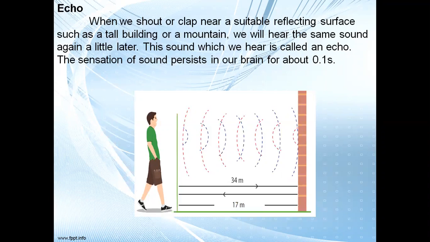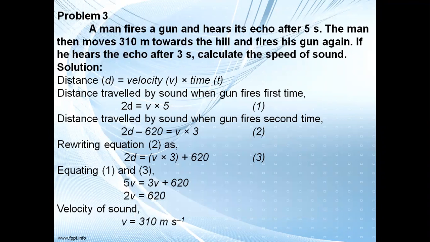We have one problem based on the echo. A man fires a gun and hears its echo after 5 seconds. The man then moves 310 meters towards the hill and fires his gun again. If he hears the echo after 3 seconds, calculate the speed of sound.